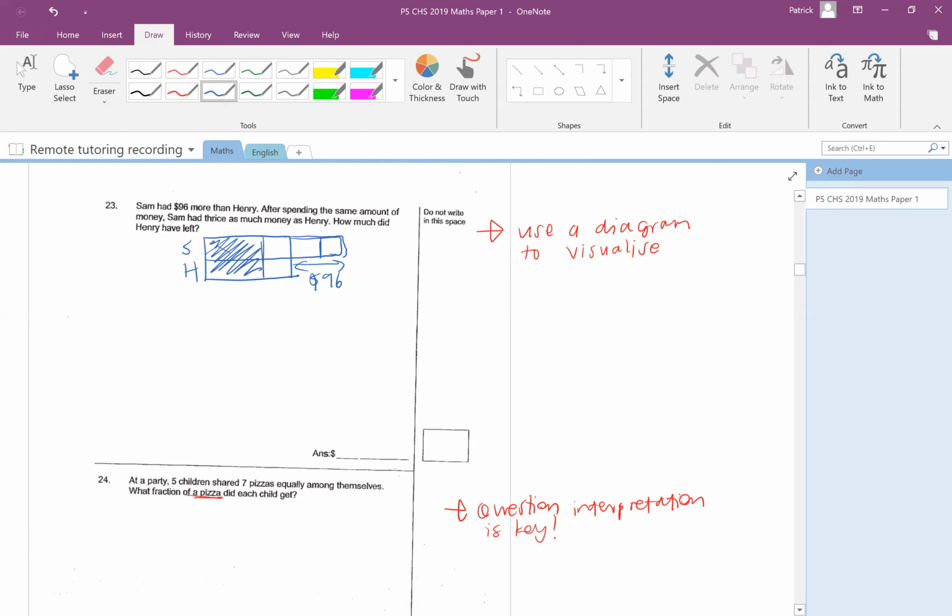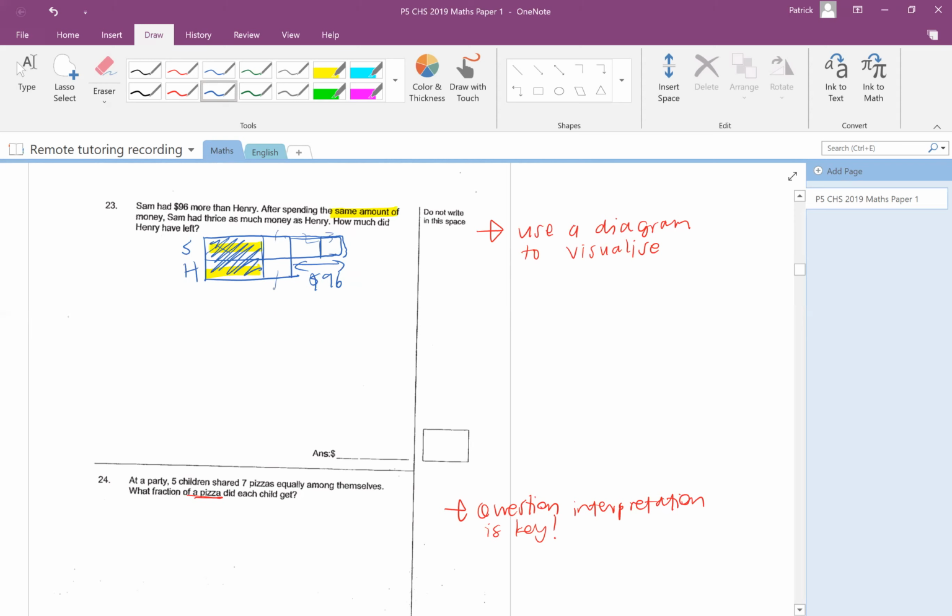All this is spent because they spend the same amount. So this is the same amount. Sam had twice as much as Henry. See, does this diagram check out? Right? 1, 2, 3 units, and it's only 1 unit. How much did Henry have left?